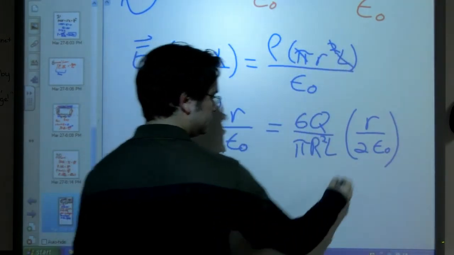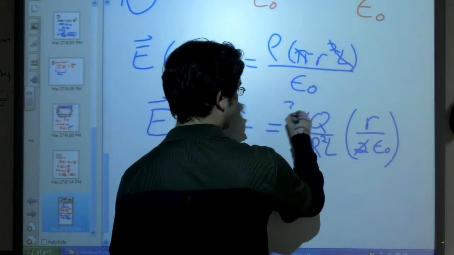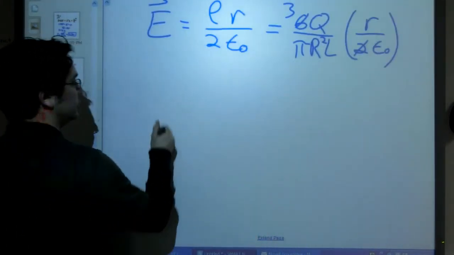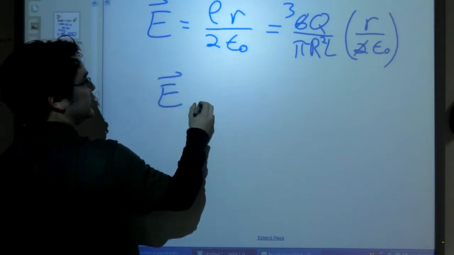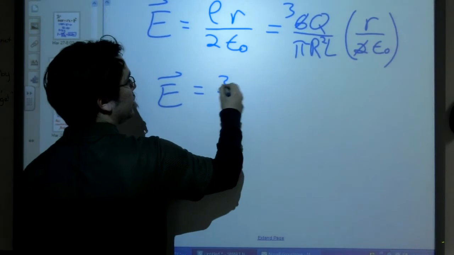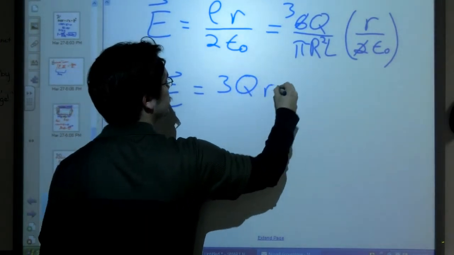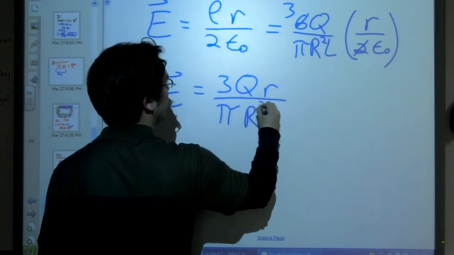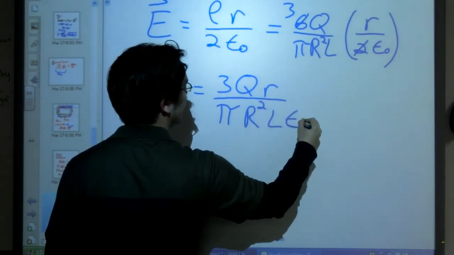Cancel that out, we're left with 3. And in the end, our final answer for the electric field inside this insulating cylinder, this wire, is going to be equal to 3Q times r divided by pi capital R squared L epsilon naught.